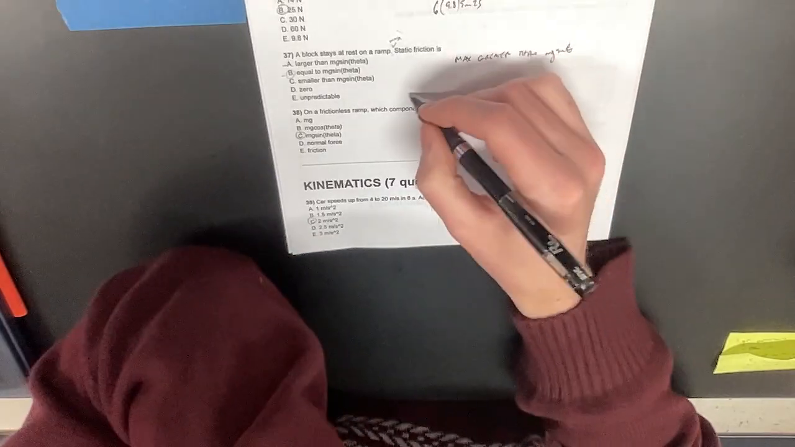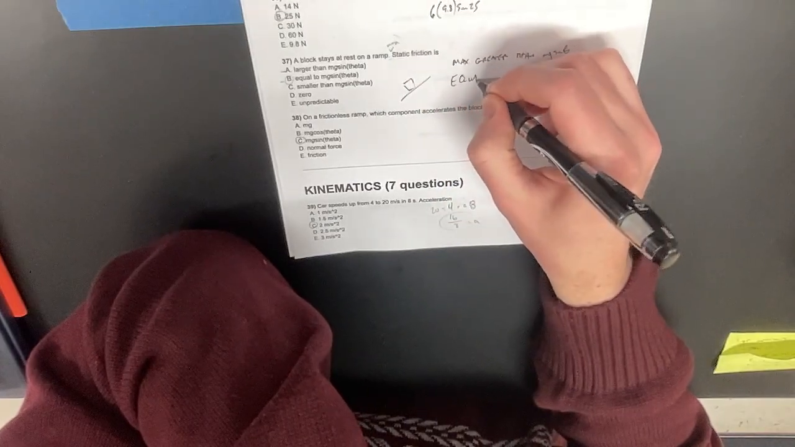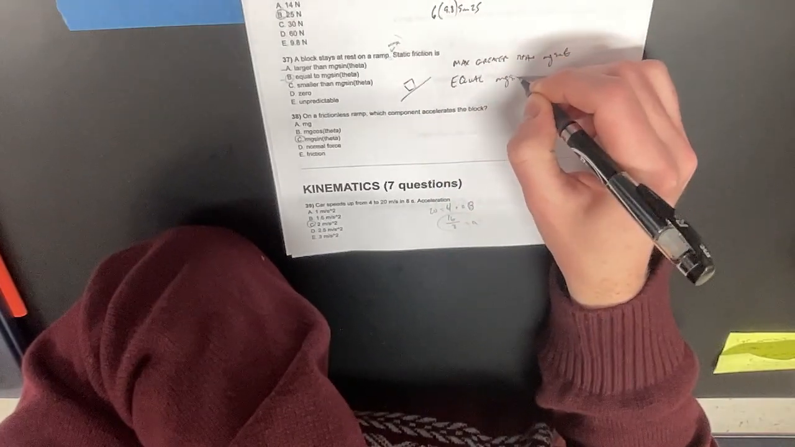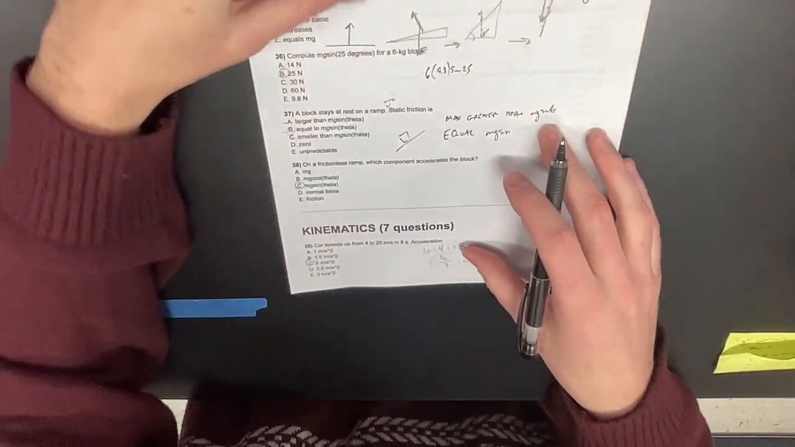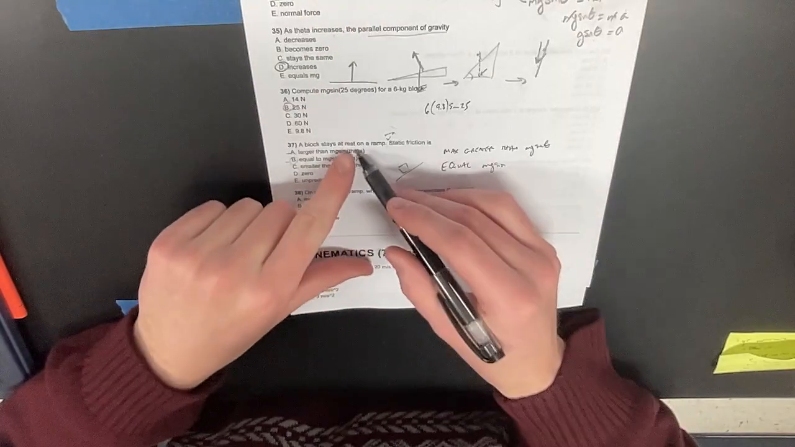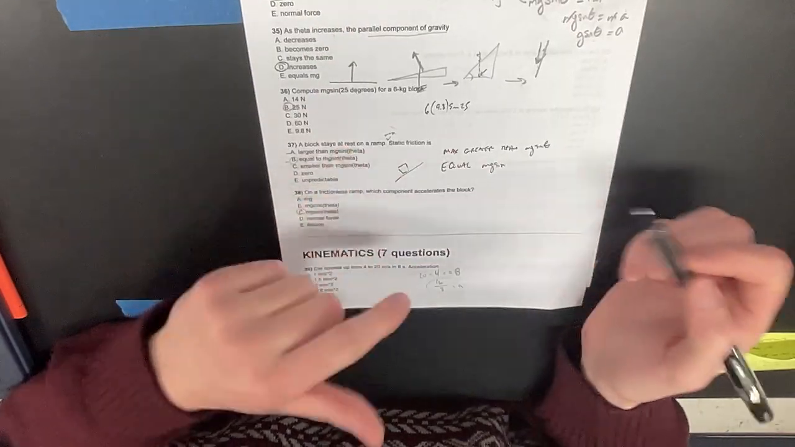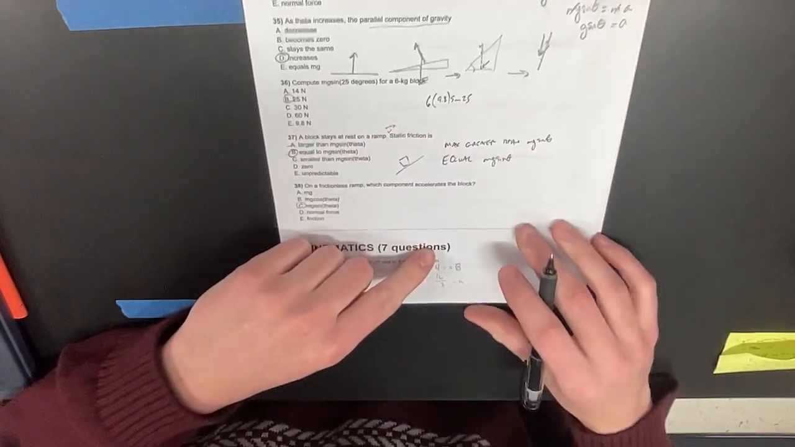But if it were just sitting on the ramp, it would be equal to mg sine theta, because while friction has the ability to be bigger or smaller, in order to actually make it stay at rest, the force of friction needs to be the same size. I think equal is really our answer there.